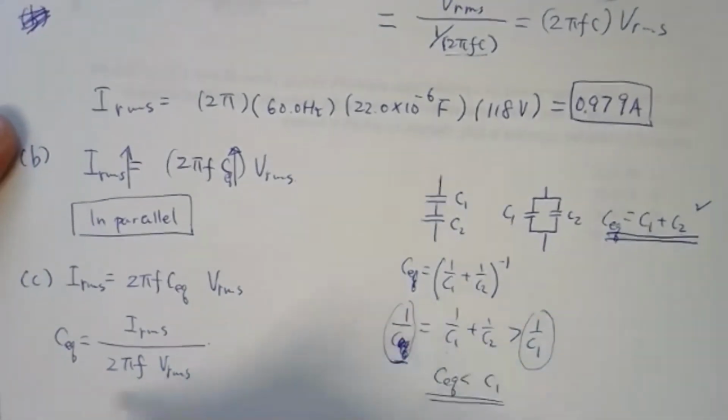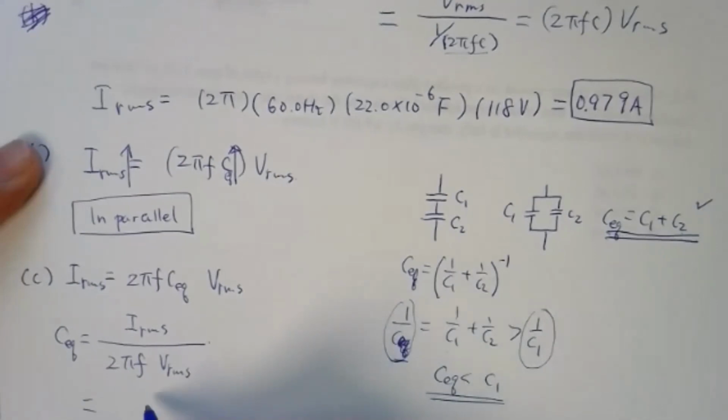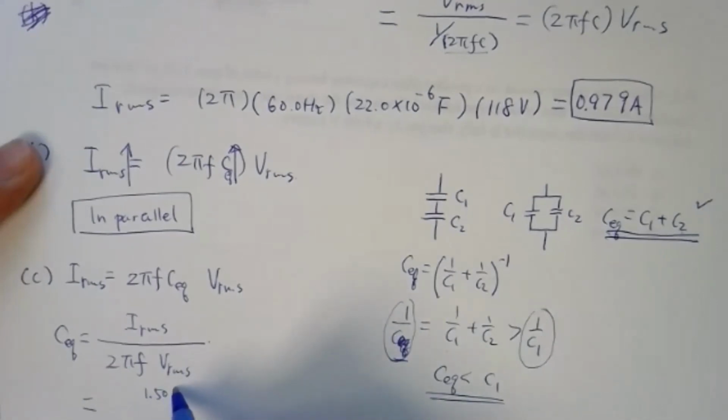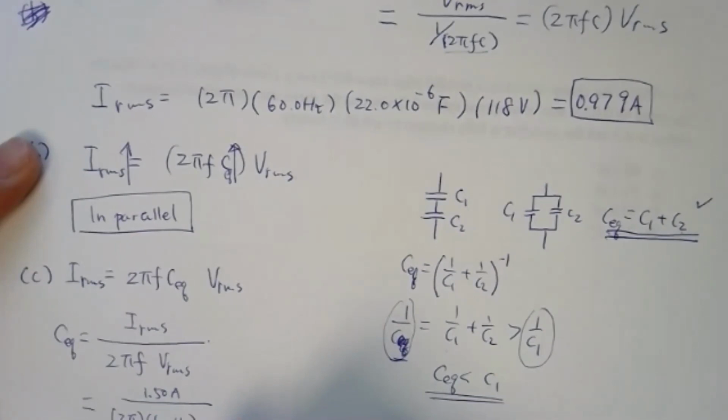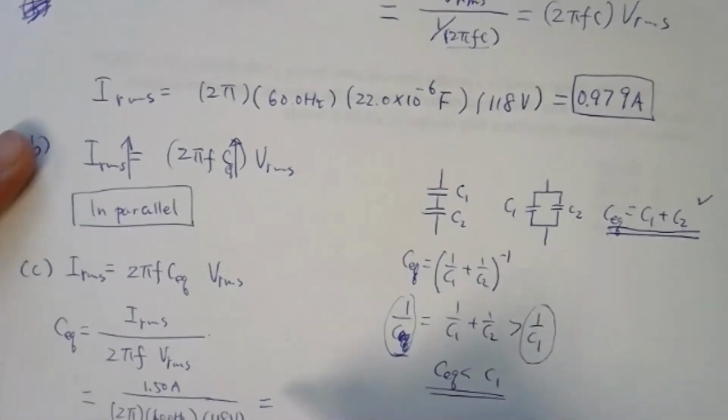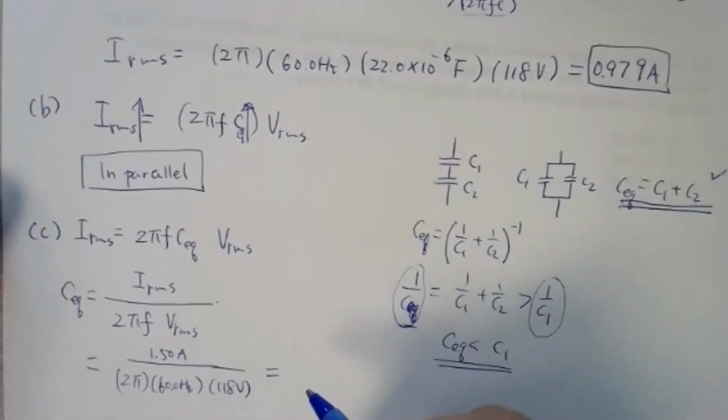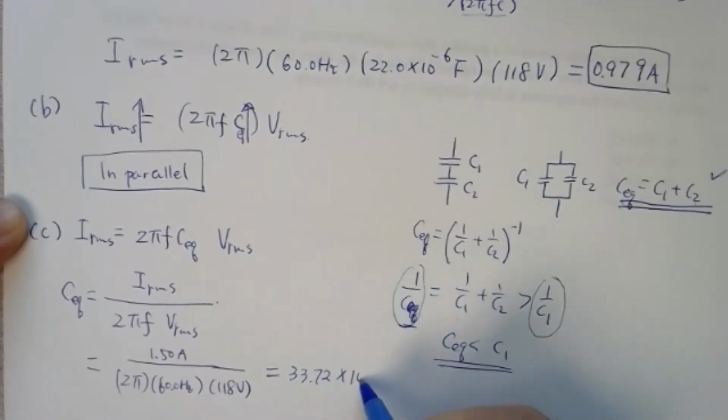And that's equal to the 1.5 given as your desired RMS current, divided by 2 pi, 160 hertz, and then 118 volts. So your CEQ is equal to 33.72 times 10 to the negative 6 farad.